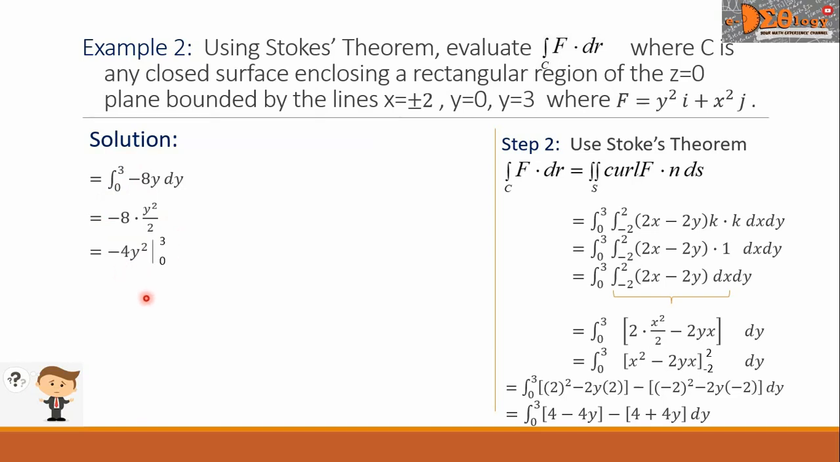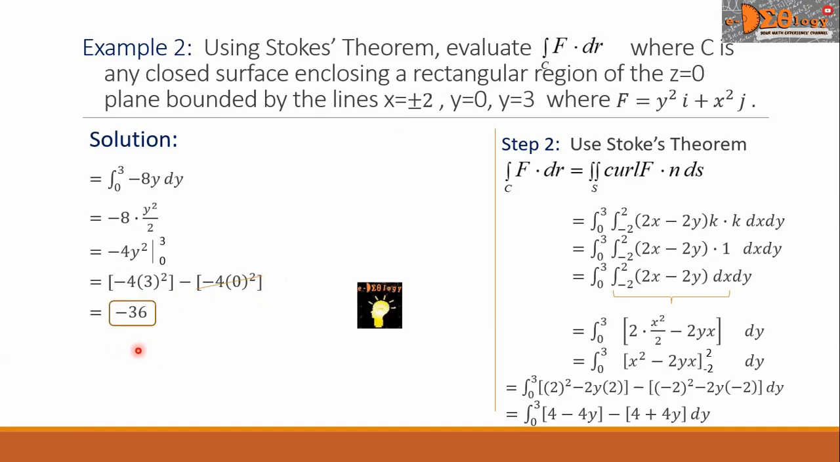Let us evaluate this further with respect to the limits from 0 to 3. The first group is to evaluate this function at 3, minus the second group. That is, we evaluate this function at 0. For the second group, because of the 0, we can cancel the whole second group. Now we simplify the first group into negative 36. This is the final answer.